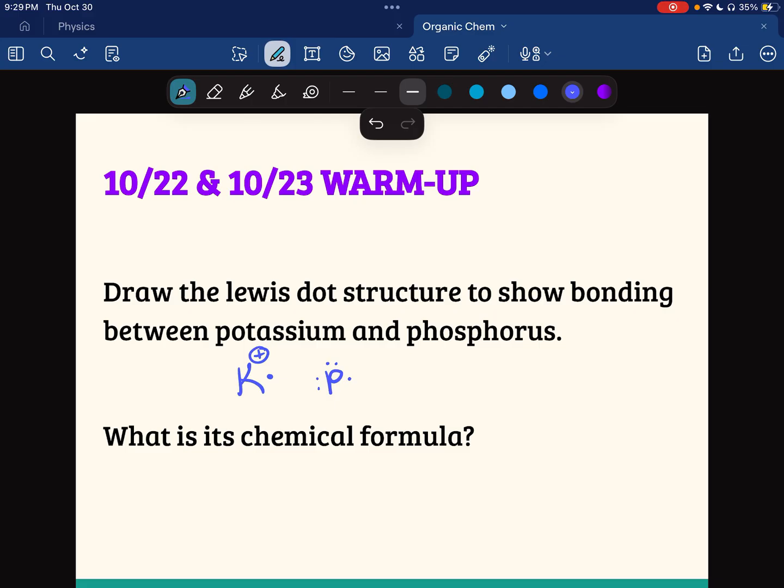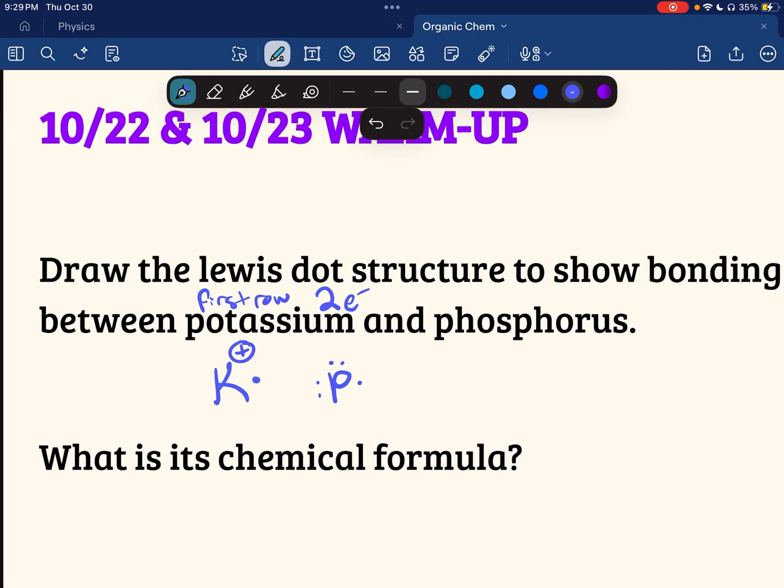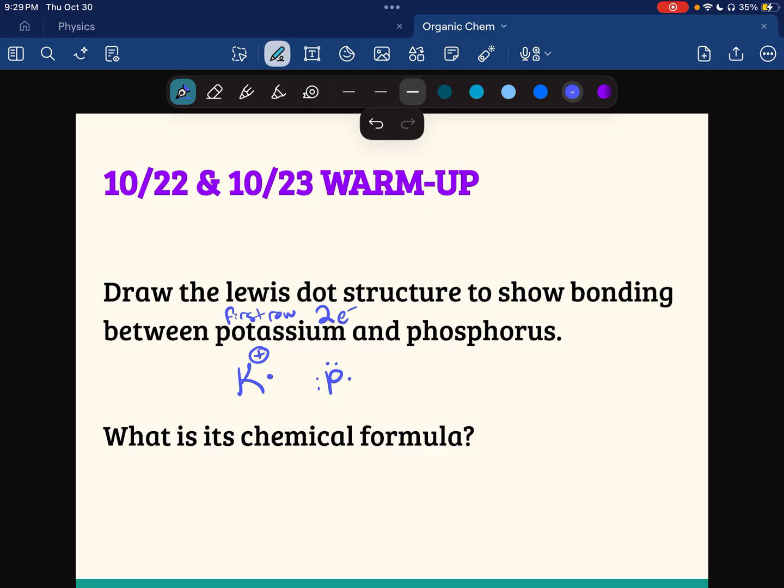Sorry, I have to think about this for a second. I don't know that that's going to have a charge on it. I think that's a neutral. So if we remember that potassium is in the first row of the periodic table, which you can see on that, and so that means it wants to have 2 electrons. And if we look at that, giving it the 2 electrons is going to make it more positive, or it's going to take away that charge, and it's also going to give it a full outer valence shell.